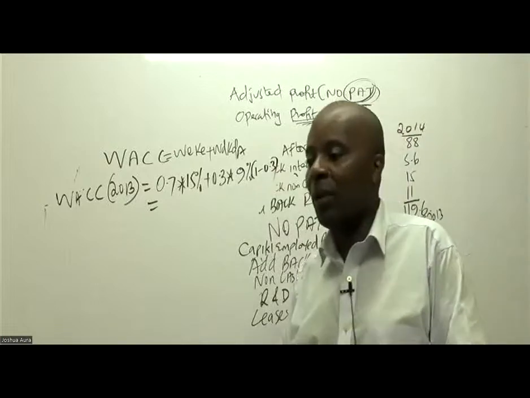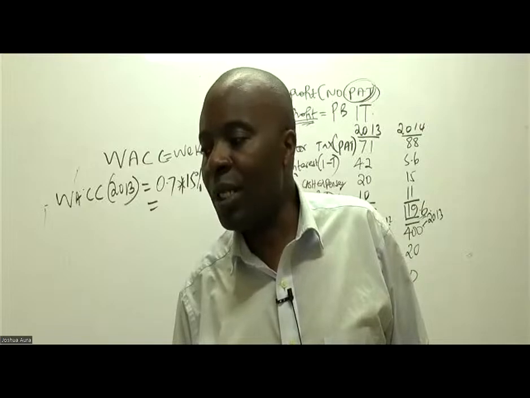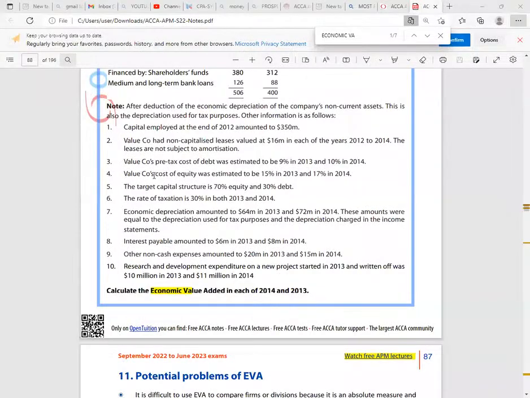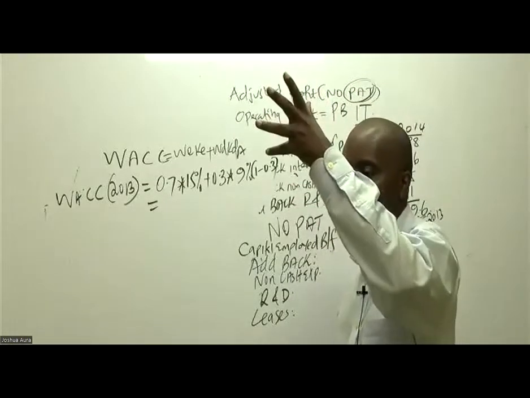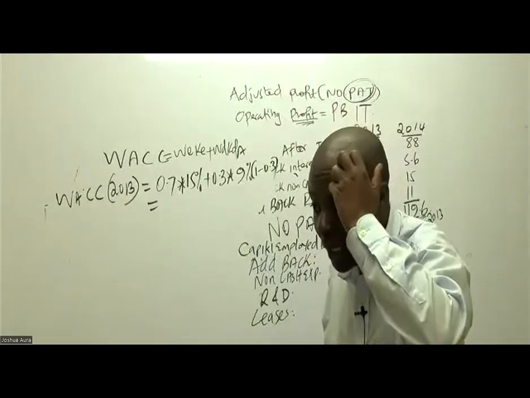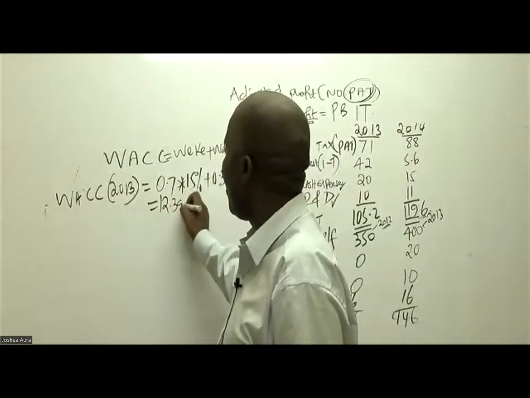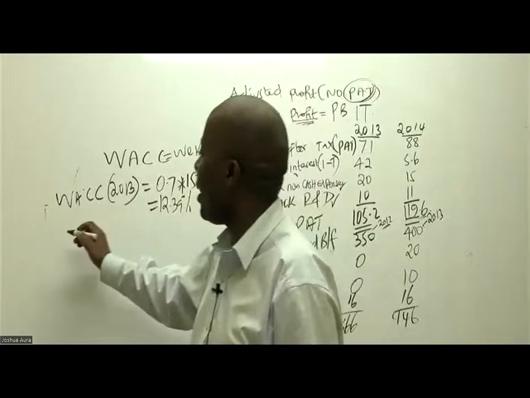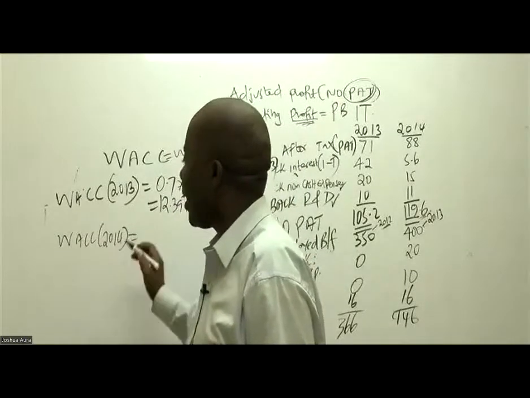They told us in this question that 9% is before tax. They told us this is the pre-tax cost of debt. So remember, this 9% has to be tax adjusted. You take 9% and multiply it with 1 minus taxation. Then you should be able to give us an answer like Helen Hamala has given us, 12.39%. In the same breath, come and give us the WACC for 2014.